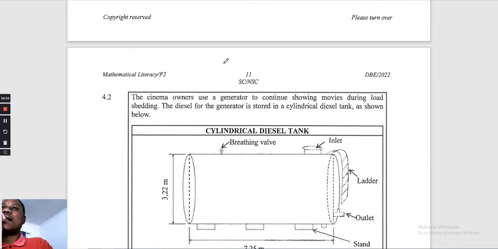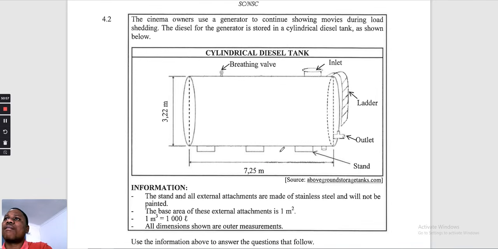They say the cinema owners use a generator to continue showing movies during load shedding. The diesel of the generator is stored in a cylindrical diesel tank as shown below. We can see that cylindrical diesel tank. It has a briefing valve, the inlet, the outlet, and then the stand. We can see the diameter, we can see the length.